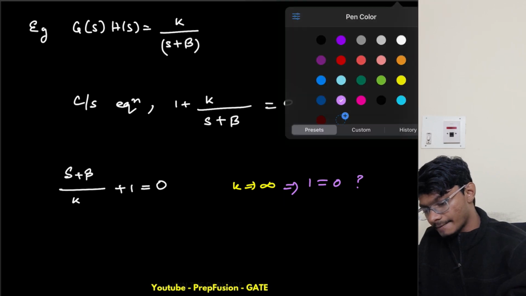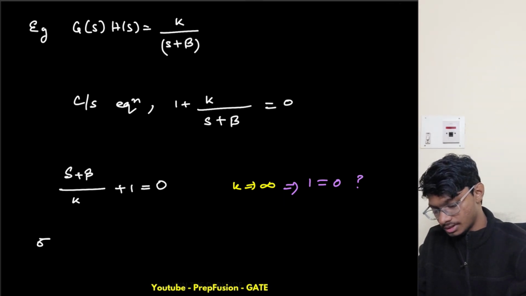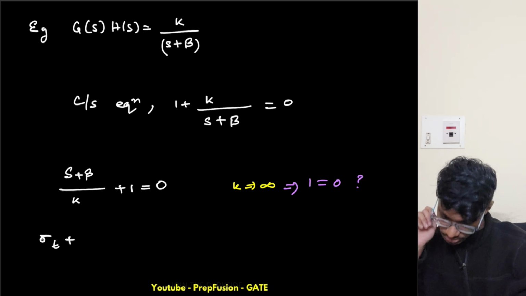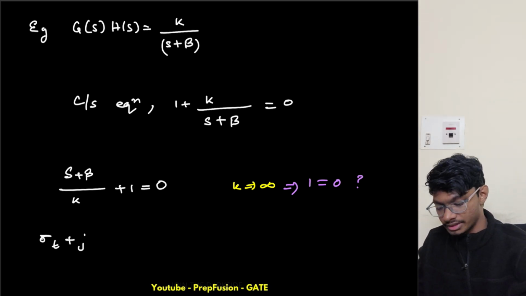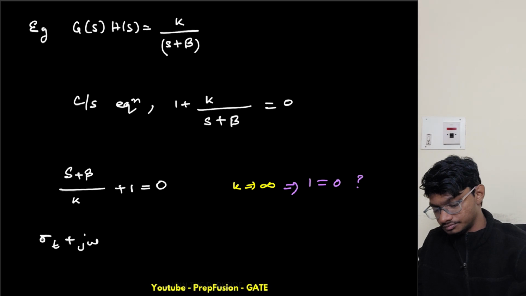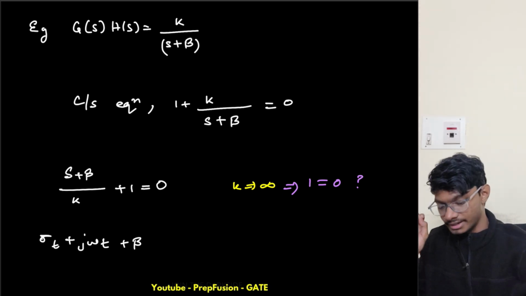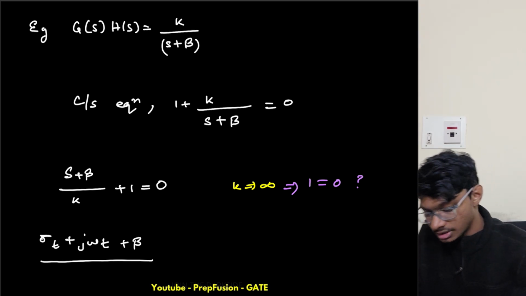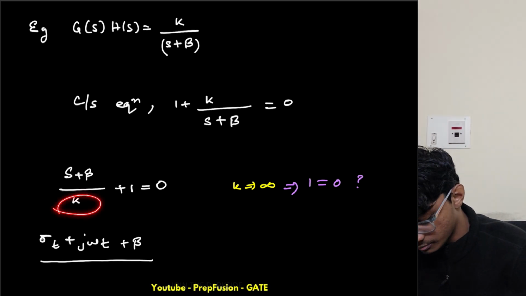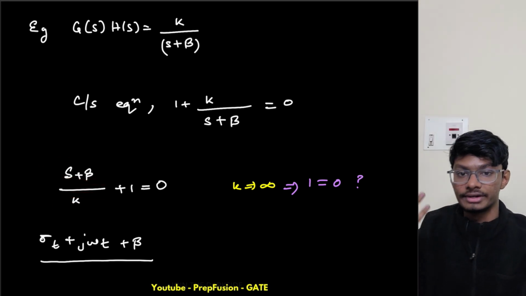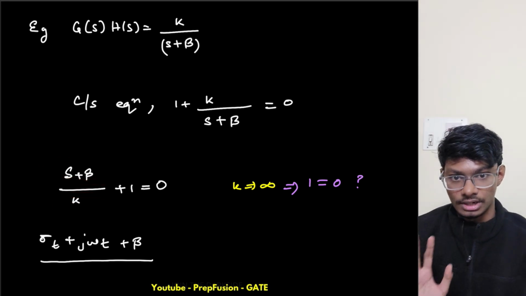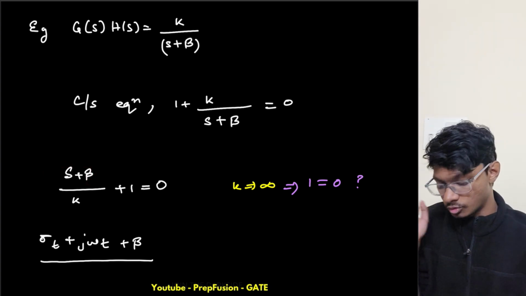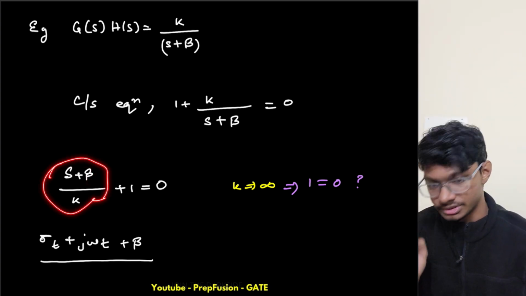This is sigma plus j omega; let me write s as sigma plus j omega. I'm just breaking down my s. If this one is going to infinity, this one also has to go to infinity, so that in this case, this whole equation has to go to minus 1.